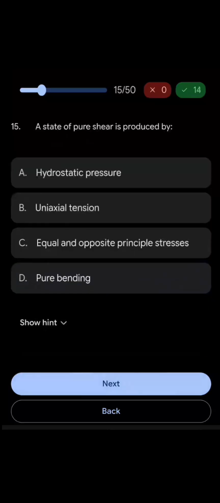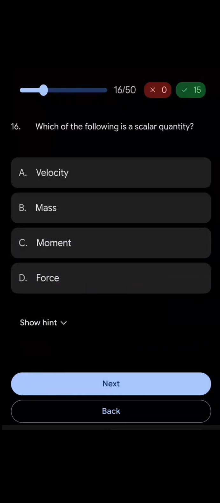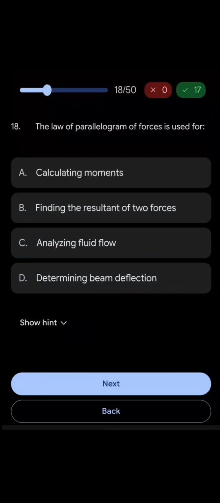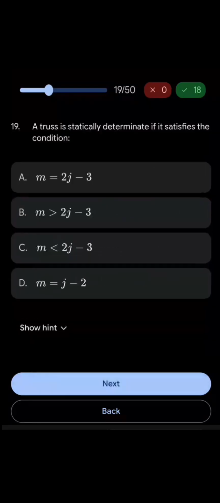Polar moment of inertia. A state of pure shear is produced by equal and opposite principal stresses. Which of the following is a scalar quantity? Mass. The coefficient of friction is defined as the ratio of frictional force to normal reaction. The law of parallelogram of forces is used for finding the resultant of two forces.